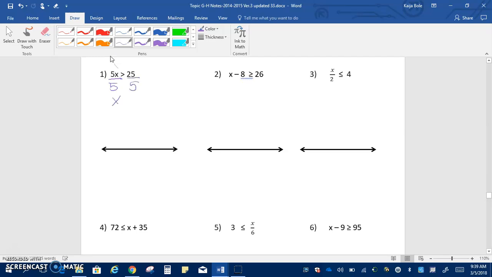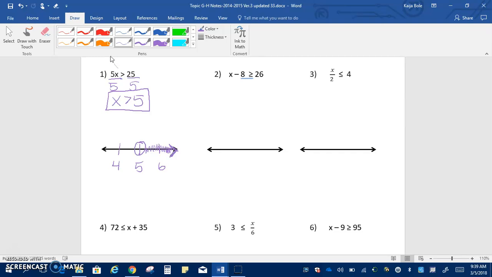So we would have x is greater than 5. And now when we go to graph, we put 5 in the middle, 6, and then a 4. This is greater than, and x is greater than 5, so that means we shade everything to the right, and we do not include the 5 for this one.